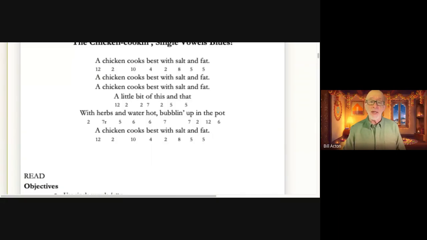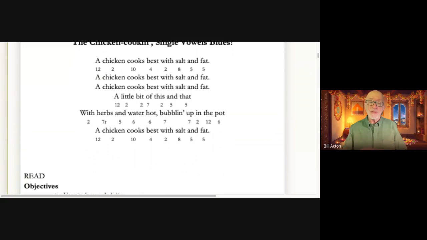Then let's do this line. A little bit of this and that. So 12, right? And little bit, 2 and 2. Then 7, of. Then 2, this and that, 5 and 5.